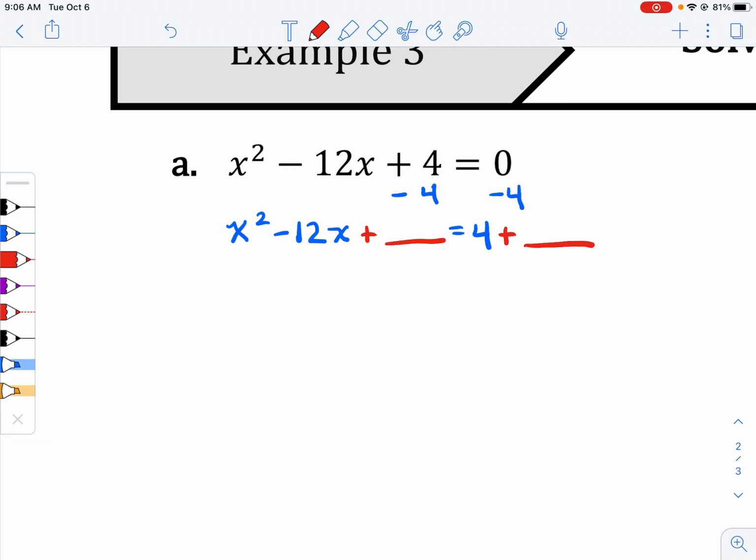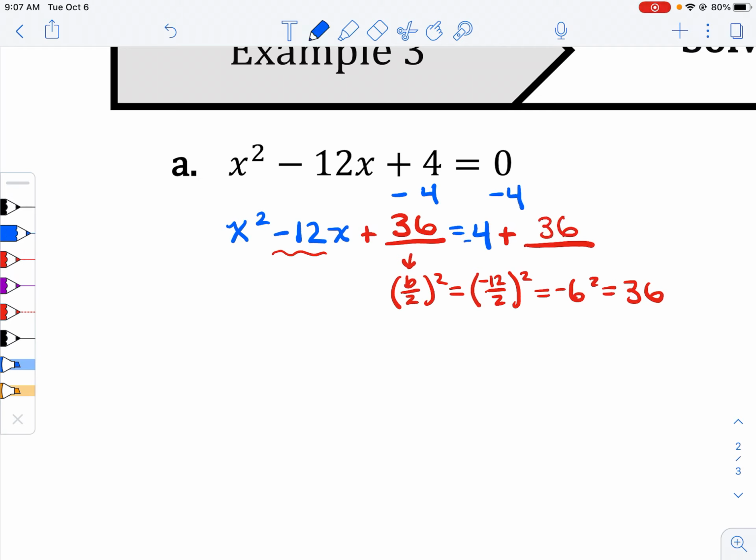This is like example 2 where I was adding a c value. This is going to be what my blank is, but in algebra, if we change an equation, whatever we do on one side, we have to do on the other. So just like example 2, this number is going to be b over 2 squared. In this case, my b is negative 12, which would be negative 6 squared, which is 36. So I'm going to add 36 to both sides. Sorry, this should be a negative 4. So then I'll have x squared minus 12x plus 36 equals negative 4 plus 36 would be 32.